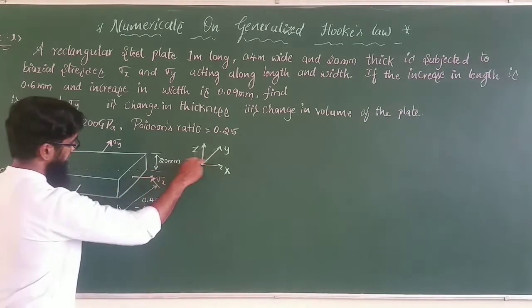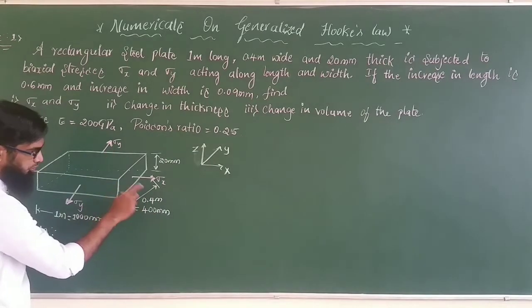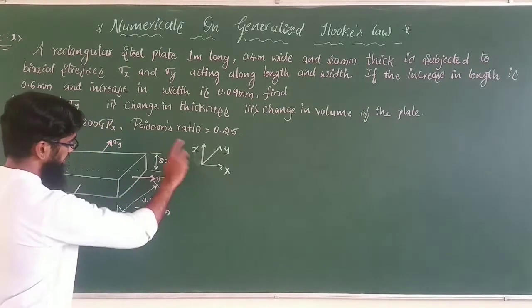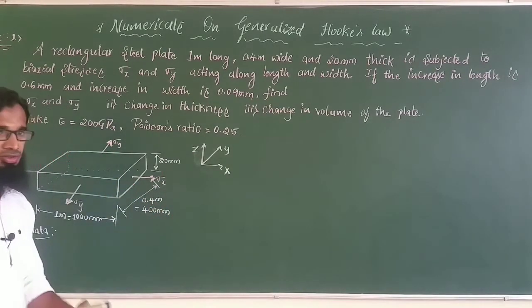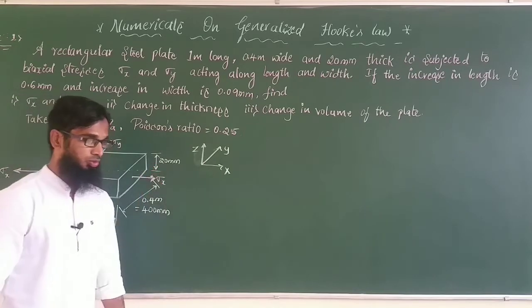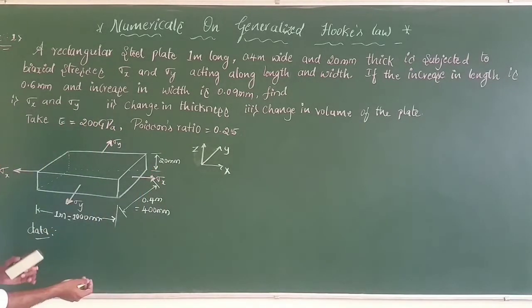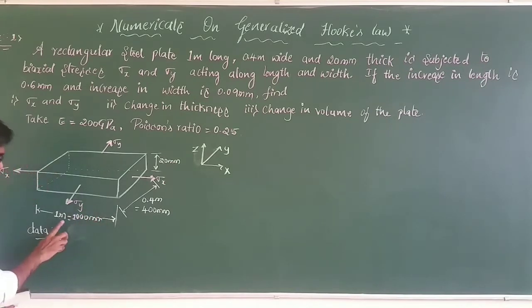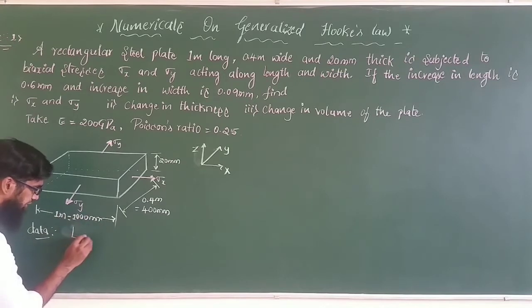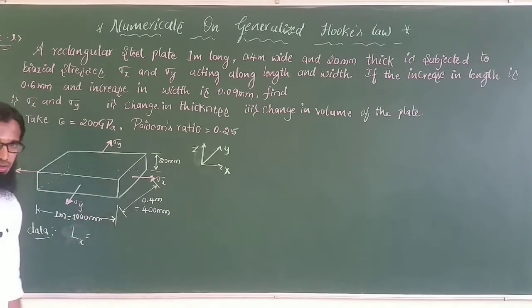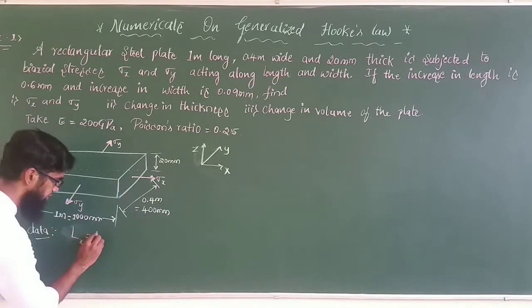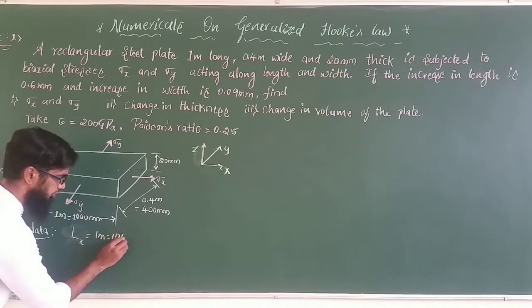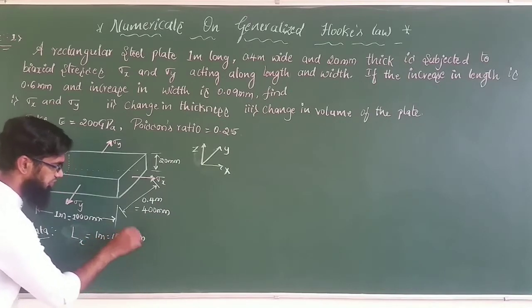In the y direction I will consider the width here, that is 0.4 meter, but in the z direction I will consider it's a thickness here. Because he has given the data, before that, he has given the 1 meter length. So 1 meter length means the length in x direction, so that is equal to, I will take 1000 mm, for simplification.